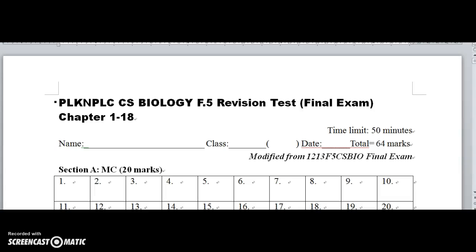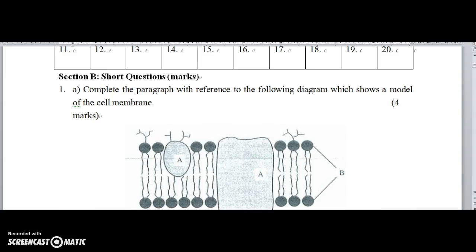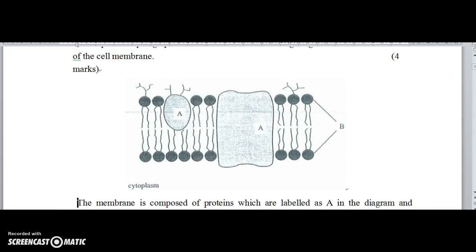This is an explanation on our Form 5 revision test from chapter 1 to 18. Please refer to the question paragraph for the content. The first part will be on section B. The first question, question 1, focuses on the fluid mosaic model of the cell membrane.